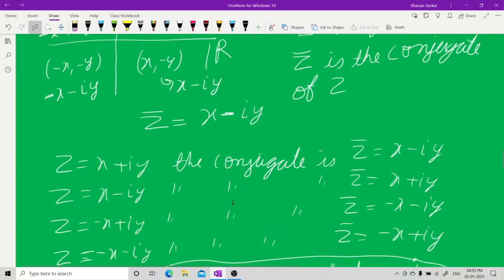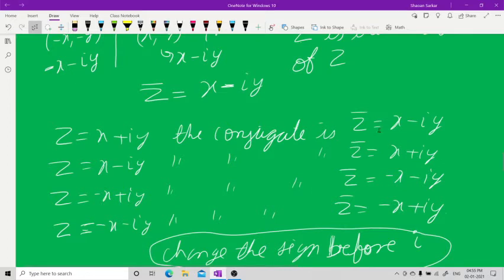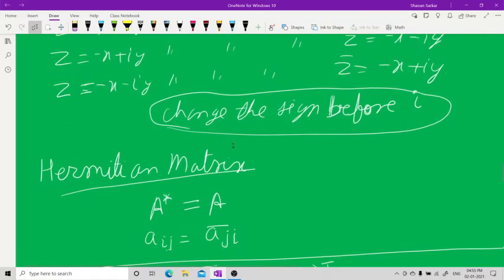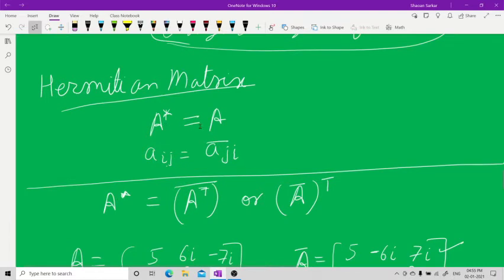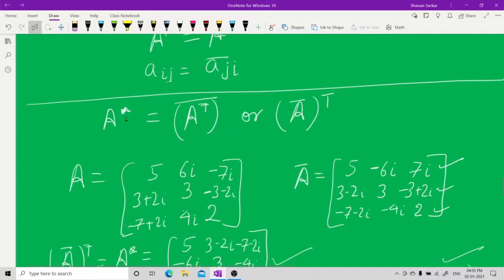Now you see here, there is a plus sign here, just change it to minus in the conjugate. There is a minus sign here, change it to plus. Plus sign, change it to minus. Minus sign, change it to plus. Change the sign before i. A Hermitian matrix is A star equal to A, and Aij is equal to Aji bar.